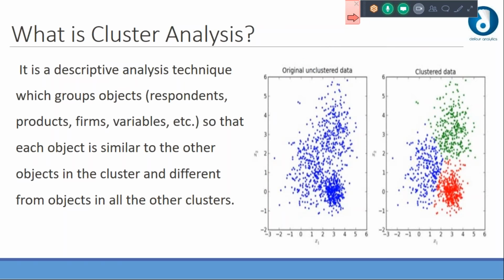Okay. So this is the original unclustered data. By doing cluster analysis, we are creating three clusters over here. All the data objects which are in the green cluster are similar to each other, but they are different from the objects in the blue cluster. So this is basically how clusters are made.